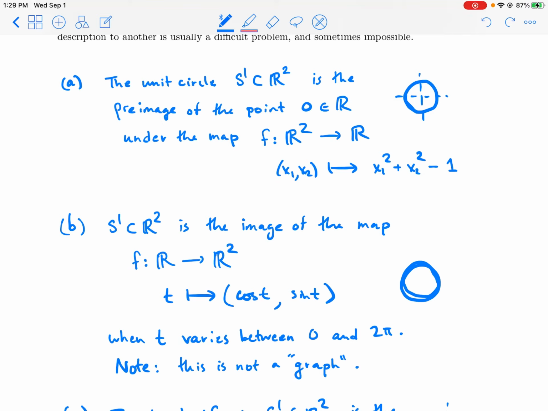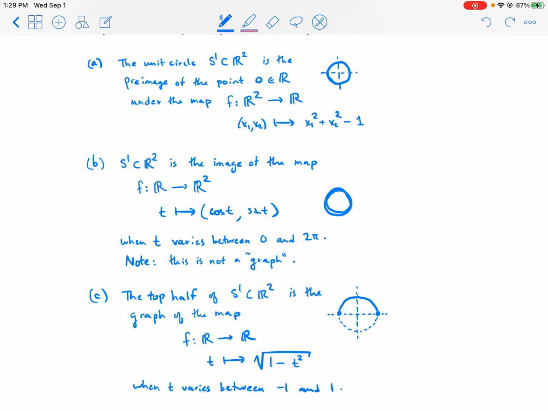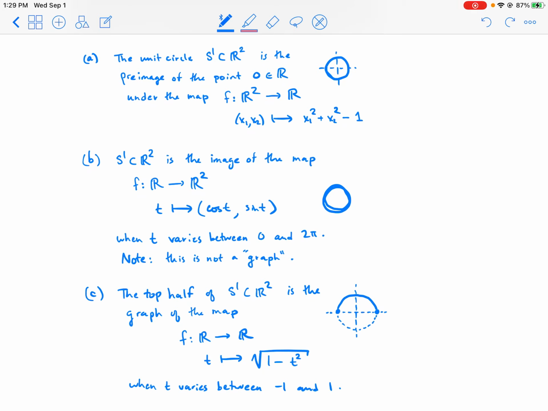Yeah, and note that this is not a graph, right? So in fact, that's the next one. So now a graph is also the image. It's giving the space as the image of a map. But the graph is a little different. It's more special, and in fact, the circle cannot be written as a graph. Only pieces of the circle can be written as a graph, because graphs are more special.